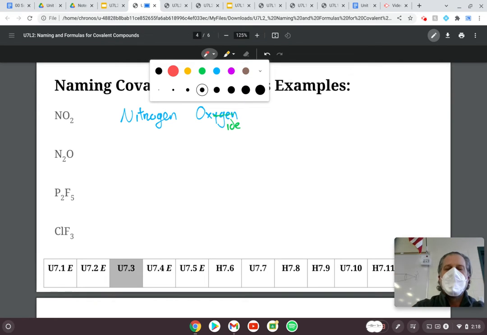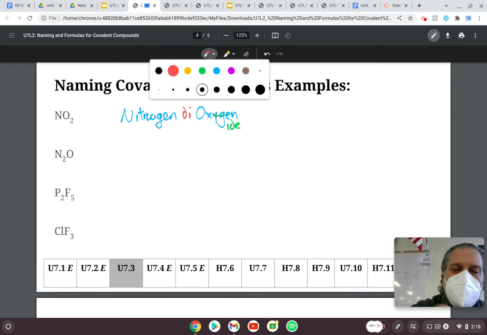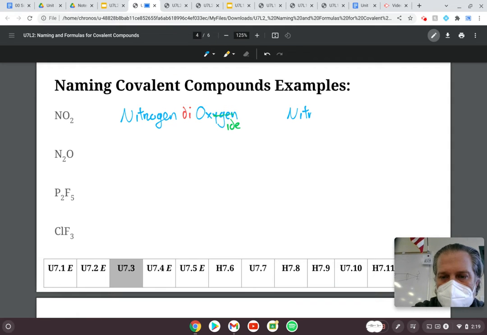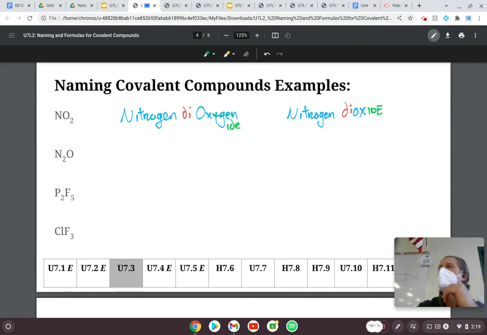Okay. Nitrogen is the first element, and the first element, if there's only one of them, doesn't get a prefix. So I'm just going to leave that one alone. Oxygen, the second element in a covalent compound, always gets a prefix no matter what. And the prefix for two atoms of oxygen is di. So if I clean this up, this becomes nitrogen dioxide. Okay.